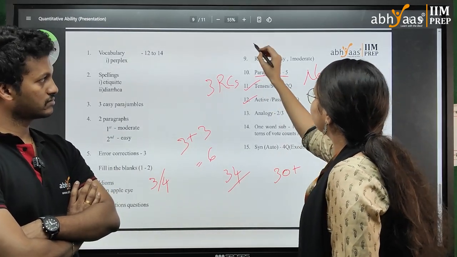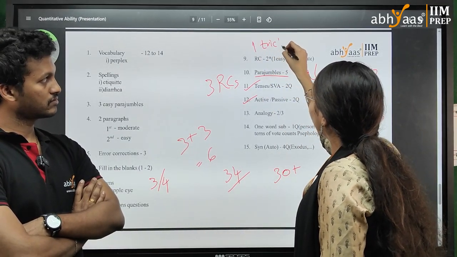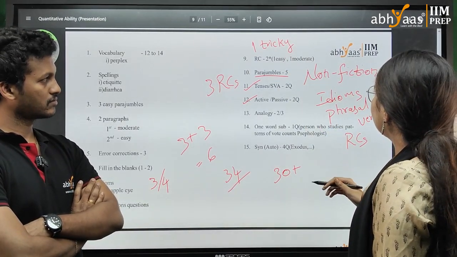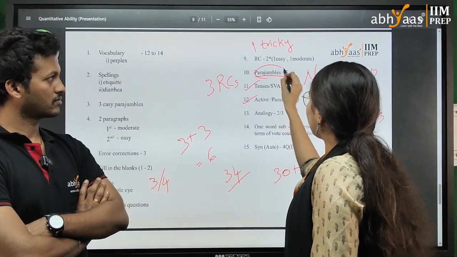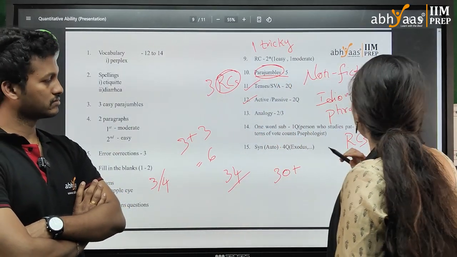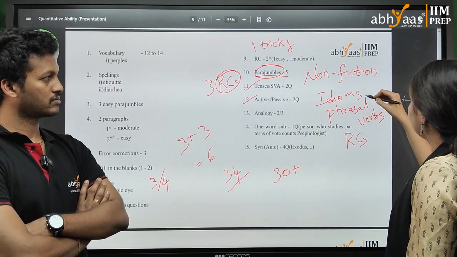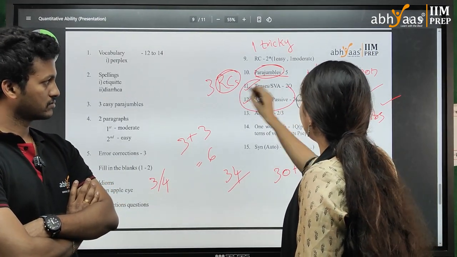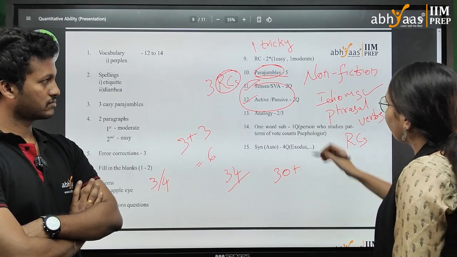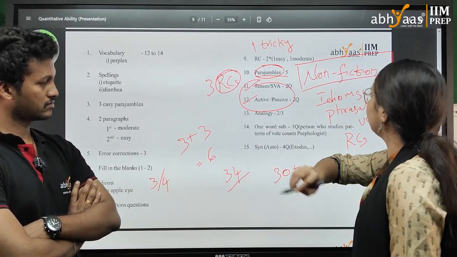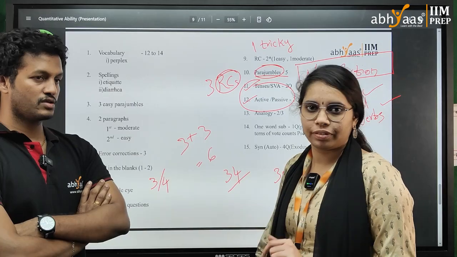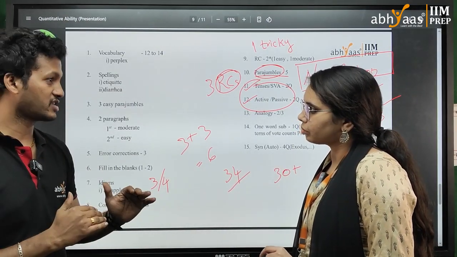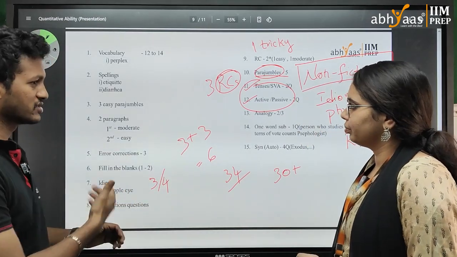And parajumbles, as I said, one is a bit tricky, so keep practicing parajumbles too. The ones you need to practice again and again would be your parajumbles and your RCs. When it comes to the grammar part, it's your tenses, active passive and subject verb agreement. Idioms and phrasal verbs are the vocab part. To keep up with your vocabulary, just go with non-fiction. So even in verbal, just like quant and logical, we have to maintain the status quo. Yes, definitely. Shall we move to the cutoff?